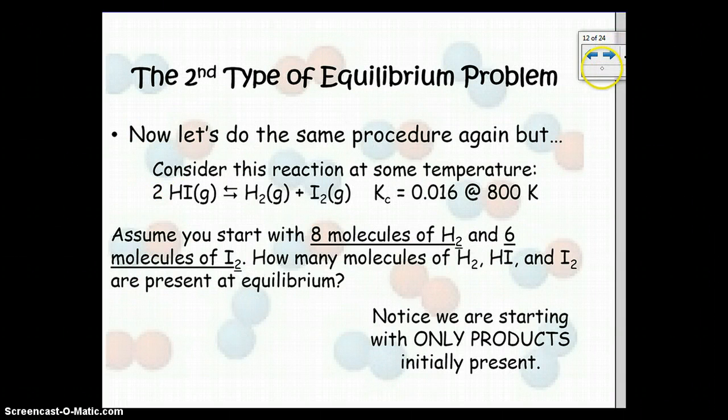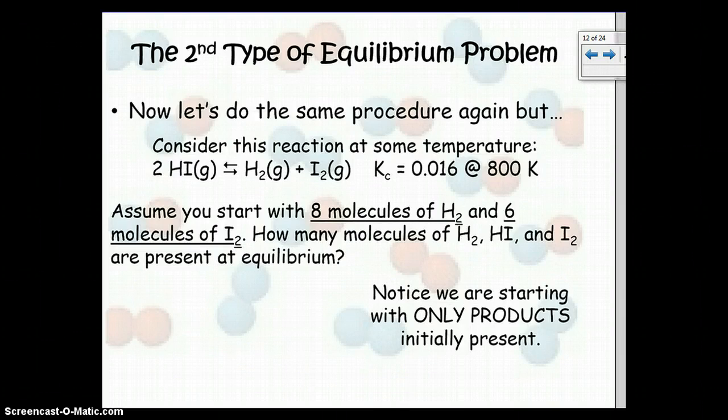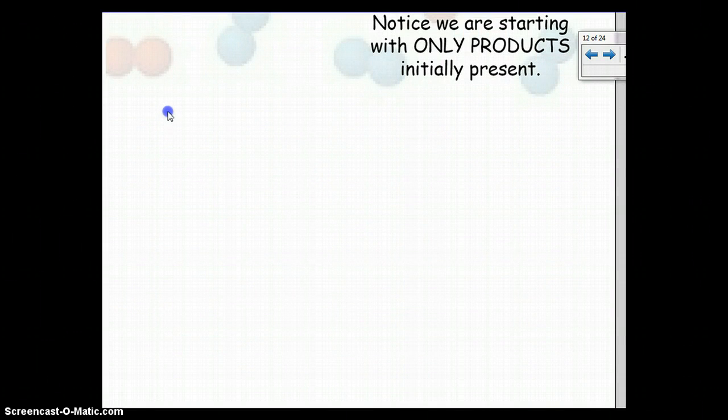All right, so now let's do the same procedure, but with the second type of problem. In this problem, we have HI going to H2 and I2, and we are given 8 molecules of H2 and 6 molecules of I2 to begin with. So now we're only going to have products. In this one, we're going to actually do it all the way by ourselves.